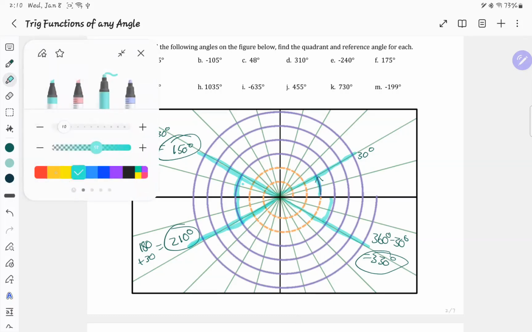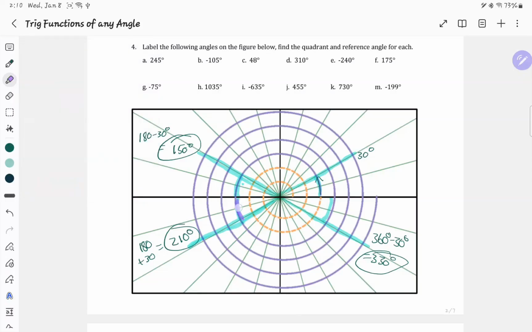Meaning, if I wanted to highlight it a little, the angles right in here are each 30 degrees away from the x-axis. So you're always just measuring how far you are from the x-axis. You're ignoring any positives or negatives and just counting it as positive no matter what. And that is what we call the reference angle.